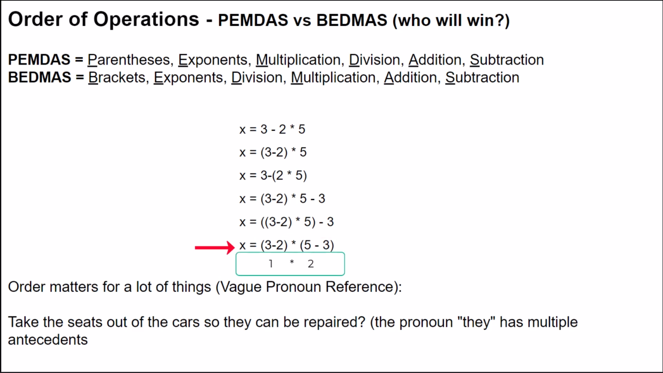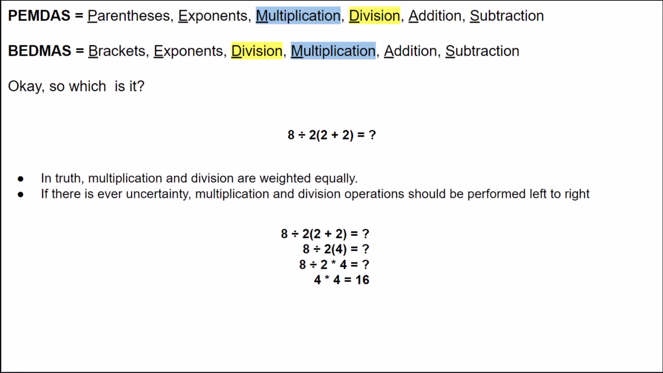This would give you 1 times 2, which is equal to 2. So let's take a closer look at the methods we just discussed. In most cases, whether you do multiplication or division first won't necessarily matter, but there are some situations where you could get different answers depending on which you use. So the question is, in these types of cases, which one wins out, PEMDAS or BEMDAS?